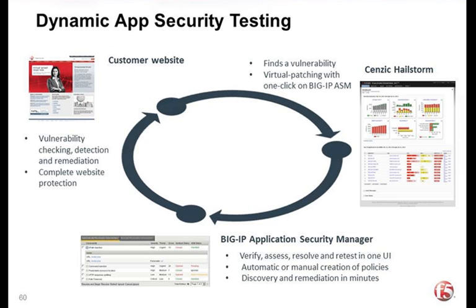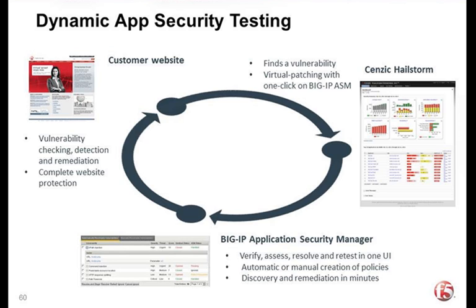You're probably aware that 70 to 80% of the web applications out there on the internet are vulnerable. Certainly many organizations have a web application firewall like BIG-IP ASM to protect against the vulnerabilities. And often organizations may also have a vulnerability scanner like the Cenzic Hailstorm. But they may be two separate solutions.